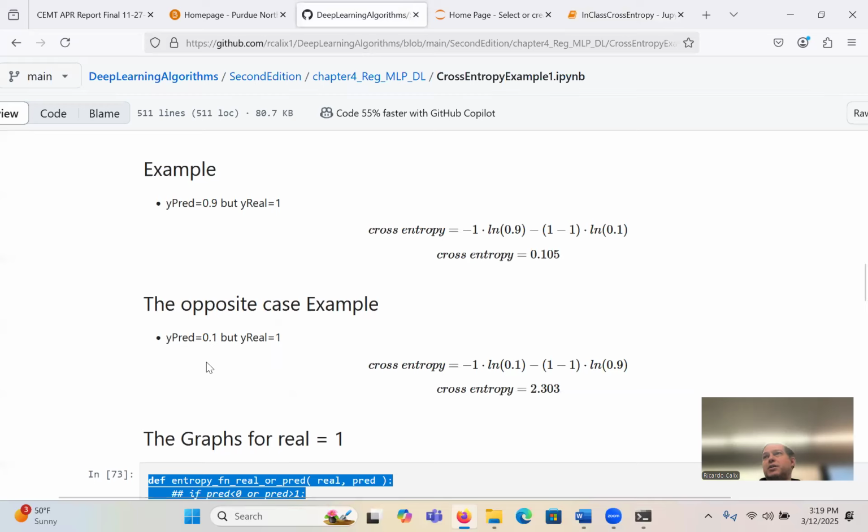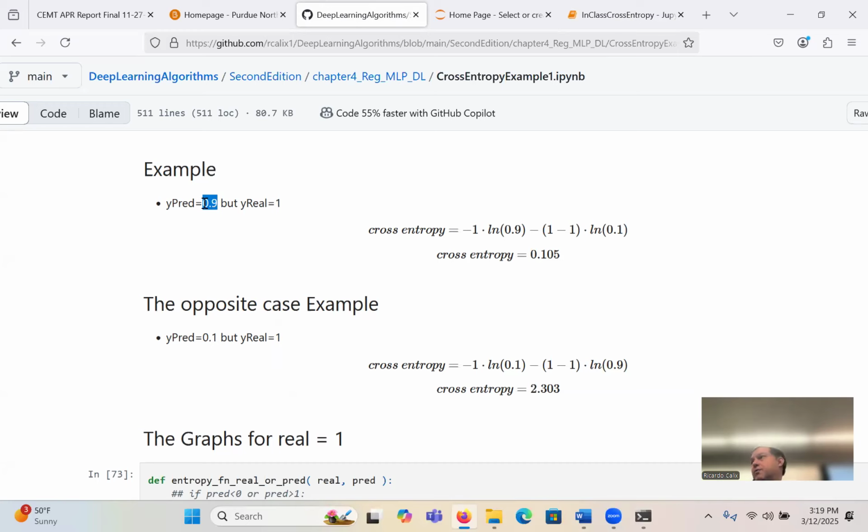Which one was the objective here? Which one would you prefer? This case or this case? The first one, because we want to have more certainty. If you notice, this 0.9 is closer to 1 than 0.1. You see that? We're trying to make the real and the predicted be equal to 1 for that scenario. And the way that we do that is, remember, this 0.9, where is that coming from?